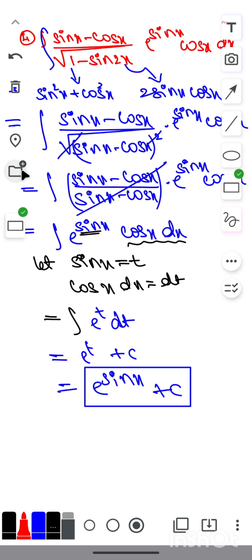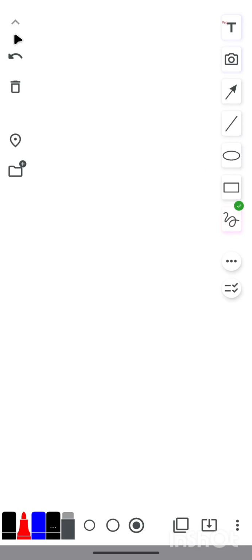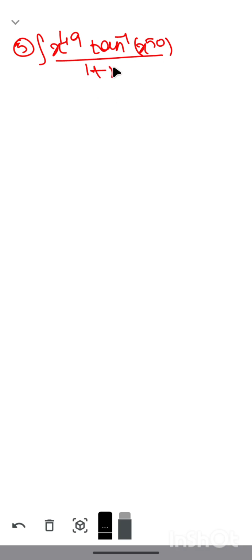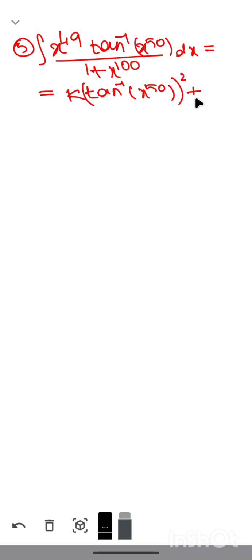Question number 5 is: the integration of x to the power 49 into tan inverse of x to the power 50, whole divided by 1 plus x to the power 100, into dx, is equal to k into tan inverse of x power 50 the whole square, plus c. Then find the value of k. This is the given question.